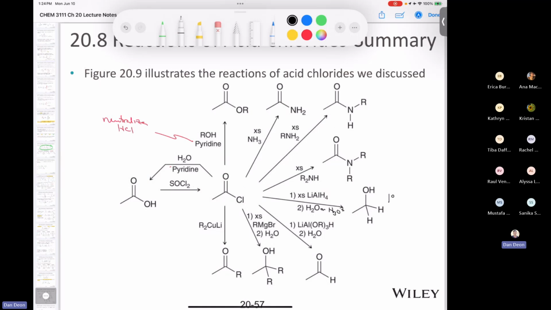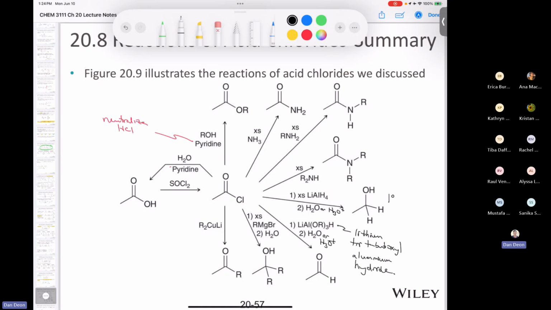If you wanted to stop at the aldehyde, you would use this. So it's lithium tri-tert-butoxyaluminum hydride. It's a mouthful for that reagent, but that's going to stop at the aldehyde. And again, in the second step, you could put water or H3O plus.